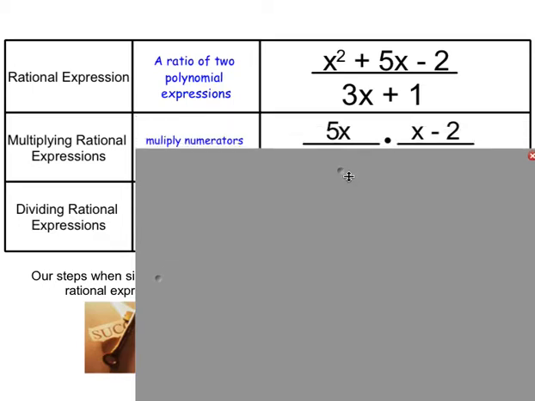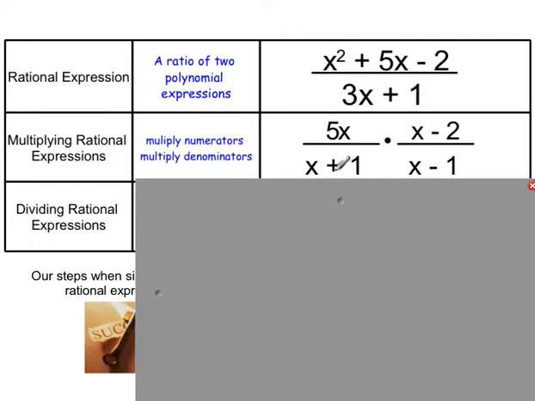So how do we multiply? Well, the way we do it is we multiply the numerators and you multiply the denominators. So you would take 5x times x minus 2, and then you would take x plus 1 and x minus 1, and that is what would be in the denominator.